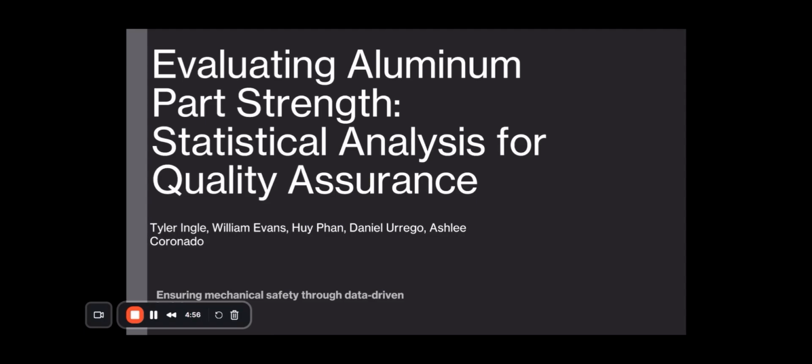Hello, my name is Tyler Ingle, and today I'll be presenting our statistical evaluation of aluminum part strength. Our goal with this project was to determine whether the aluminum components being produced meet the required mechanical performance standards and whether the manufacturing process is consistent, reliable, and capable of maintaining quality over time.